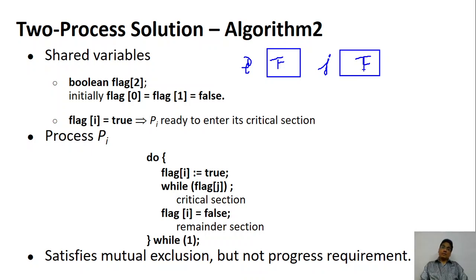Okay, so how then will the critical section work? Let's assume that I want to go into the critical section. So I will come here and set its flag, the ith flag, saying that I want to enter the critical section. So flag of I is equal to true.